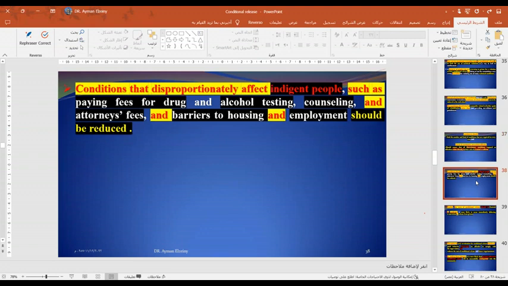Conditions that disproportionately affect indigent people, such as paying fees for drug or alcohol testing or counseling and attendance fees, and conditions relating to housing and employment should be reduced.